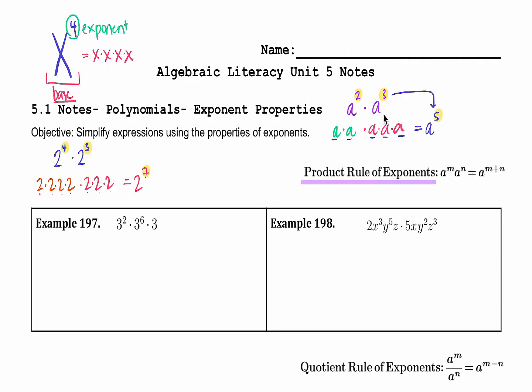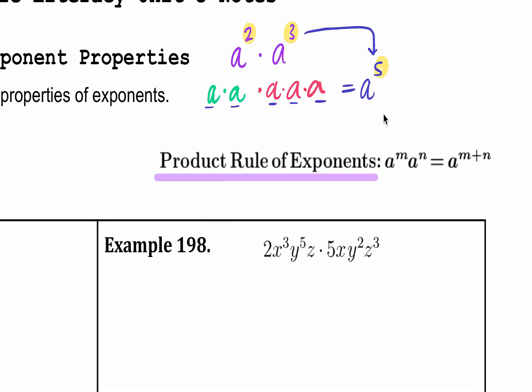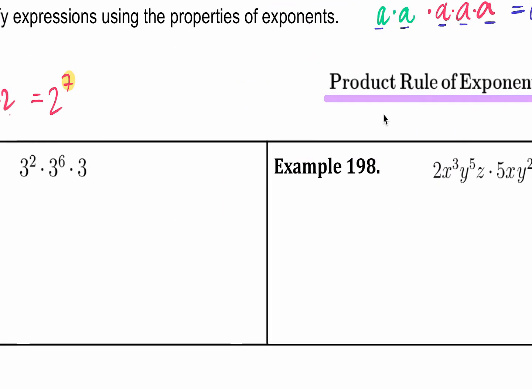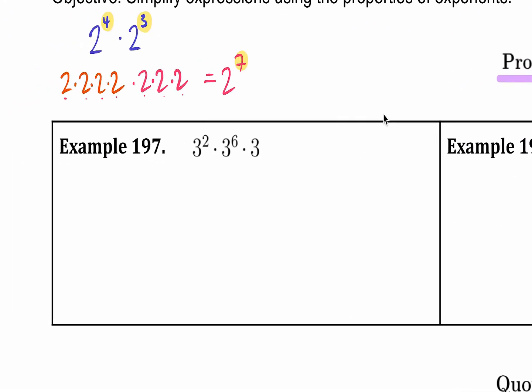Our product rule of exponents says when we have the same base being raised to powers and we are multiplying, there's not a multiplication dot written here, but we know that means multiplication, all we have to do is add our exponents. We do not change our base. Notice here our base stays the same. We add our exponents. So let's do a couple examples of this.